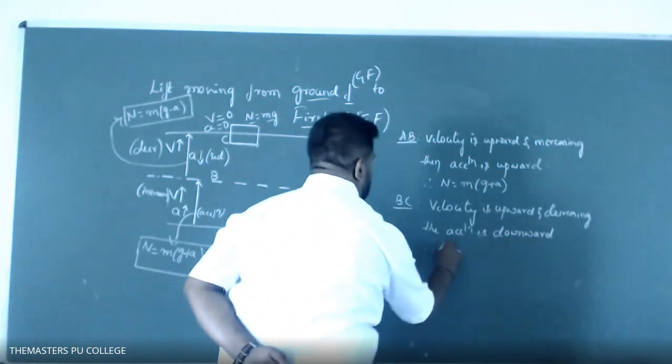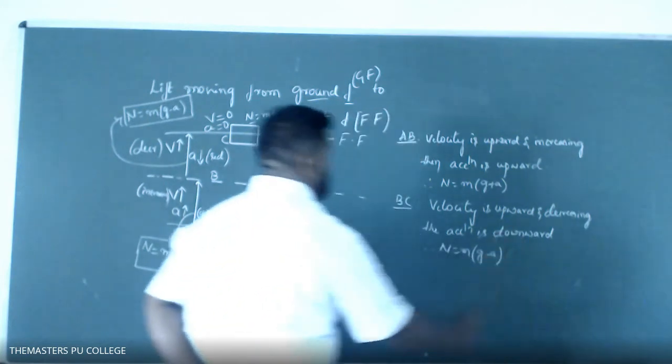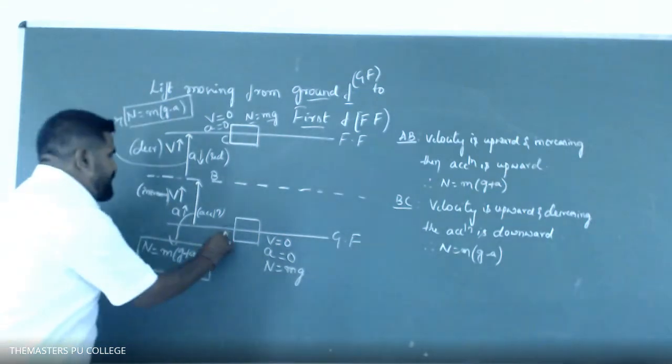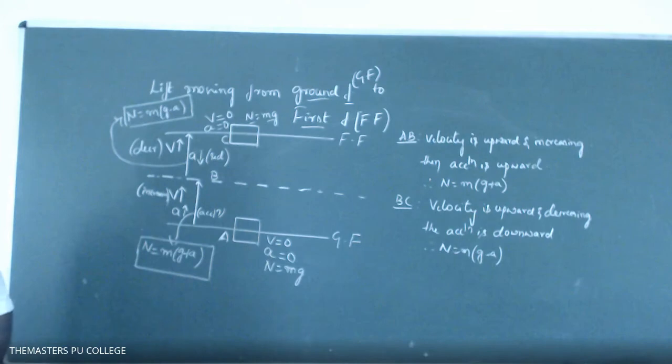Therefore N is equal to m(g − a). In positions A and C, there is no doubt: velocity is 0 and acceleration is 0, so true weight is equal to apparent weight. Any doubt in this? Comment if so, otherwise we will move forward and make a note on that. Very important.